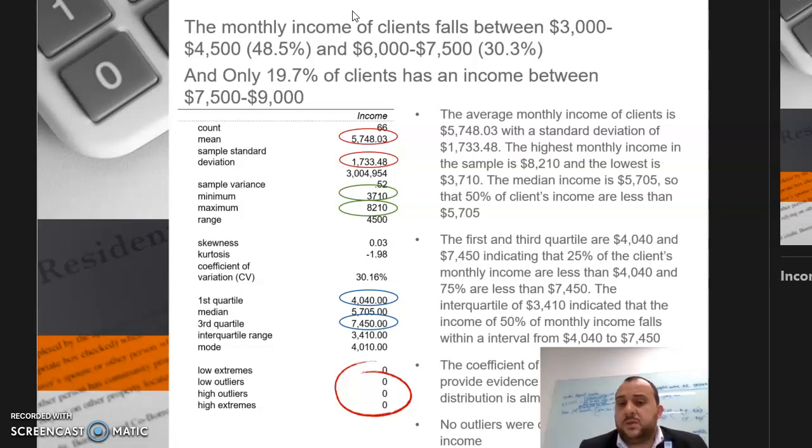What we also saw in this analysis is that the highest monthly income in this sample is 8,210 USD, the lowest salary is 3,710, and the median income is 5,705. So approximately 50% of the clients have an income that is less than 5,705. Also, no outliers were detected in the monthly income.